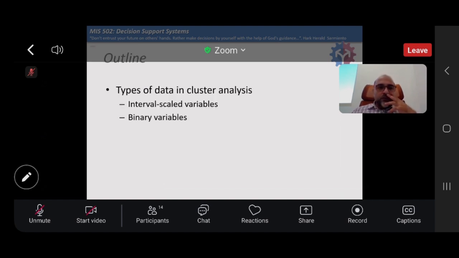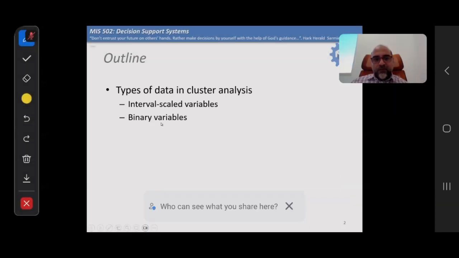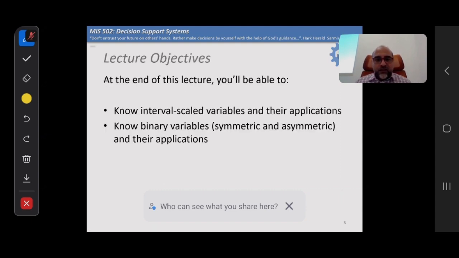So what we will first look at in the first part of the lecture is how to deal with something called binary variables. We have so far looked at the case of what is called interval scaled variables, and I'll talk more about it. But if you deal with a different kind of variable in your clustering, what would you do? So let us just start talking. Let us not waste time.